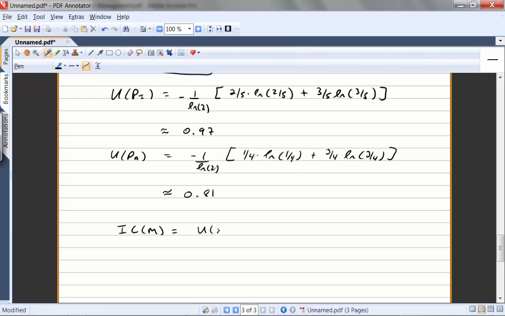So we're going to do UPI minus UPA over UPI. So this would be equal to 0.97 minus 0.81 over 0.97, or approximately 0.165. And it's good practice that you convert that to a percentage, so 16.5%. The message contains 16.5% information relative to the maximum amount it could have contained.